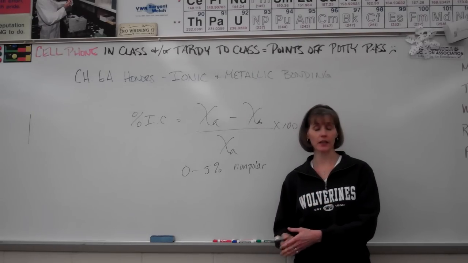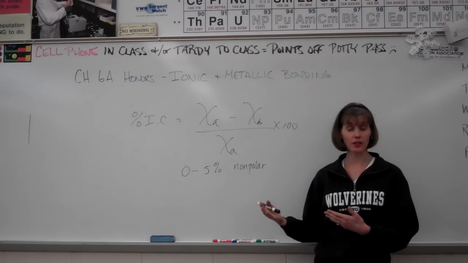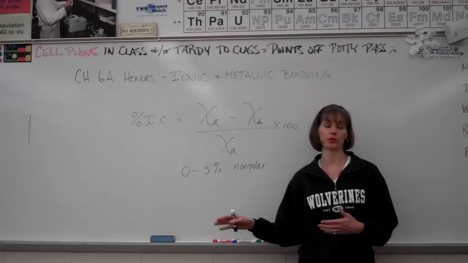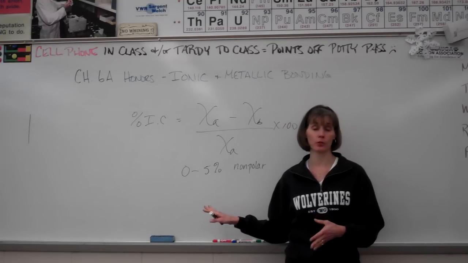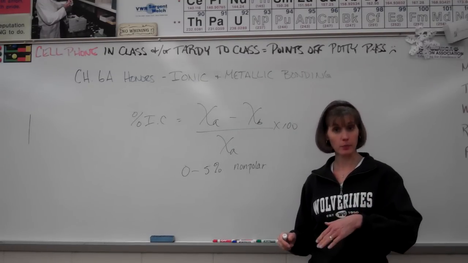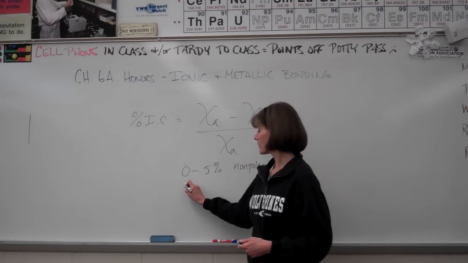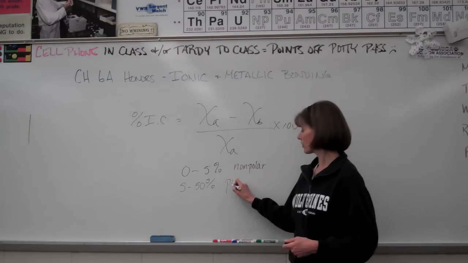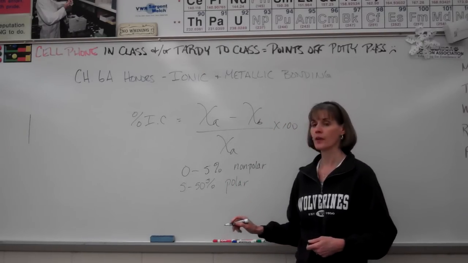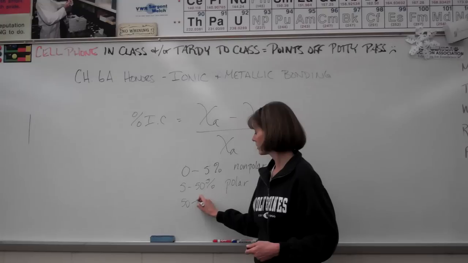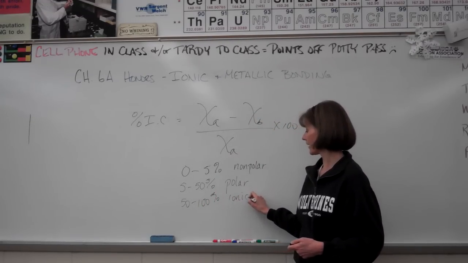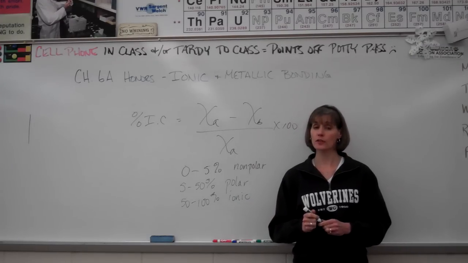Because we're doing the ionic section first, we haven't touched too much on this, but you'll certainly see a lot more about nonpolar and polar covalent in the next part of the chapter. Something in the 5 to 50% range is polar covalent, and 50% to 100% is what we classify as an ionic bond. Now these are just guidelines.